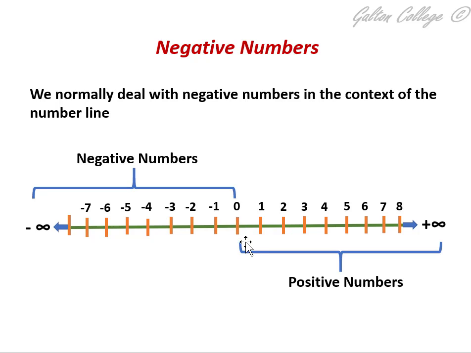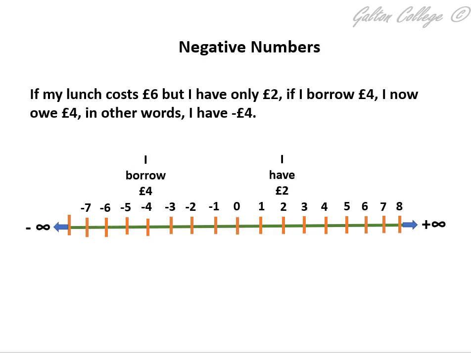Here we start at 0, and everything to the right here is a positive number. So 1, 2, 3, 4, 5, and so on. These are all positive numbers. But if we went the other way, we'd have minus numbers, negative numbers. If my lunch cost £6, but I only have £2, and if I borrow £4, I now owe £4. In other words, I have minus £4.